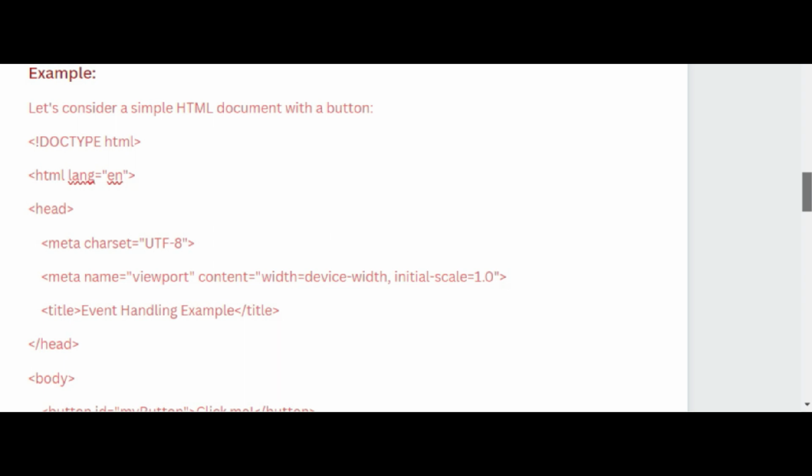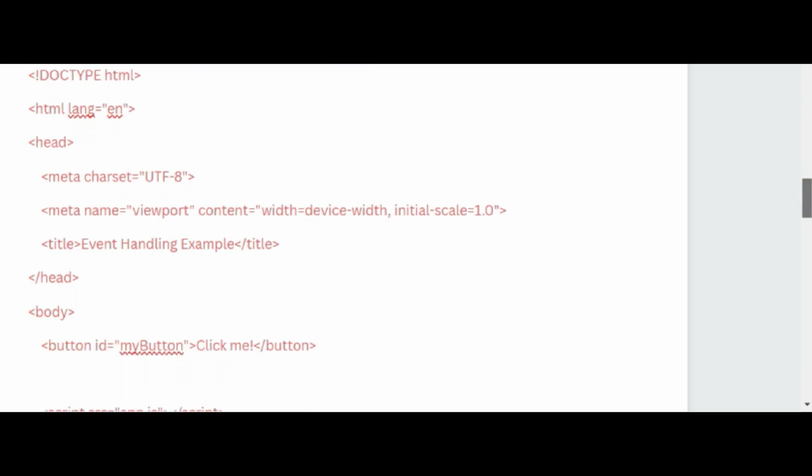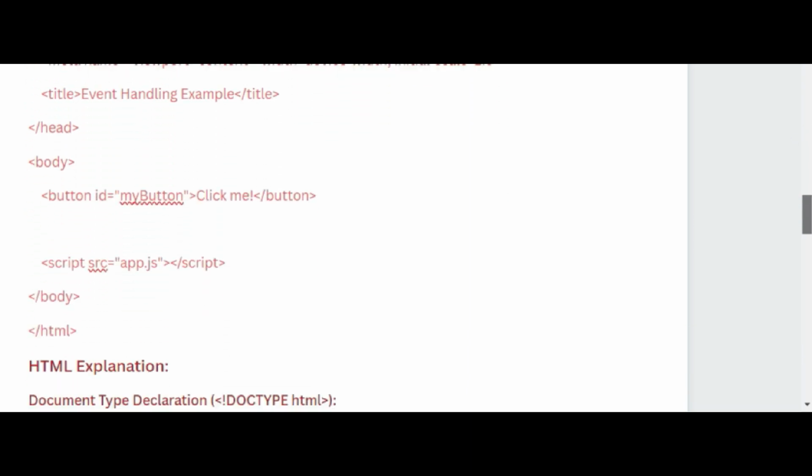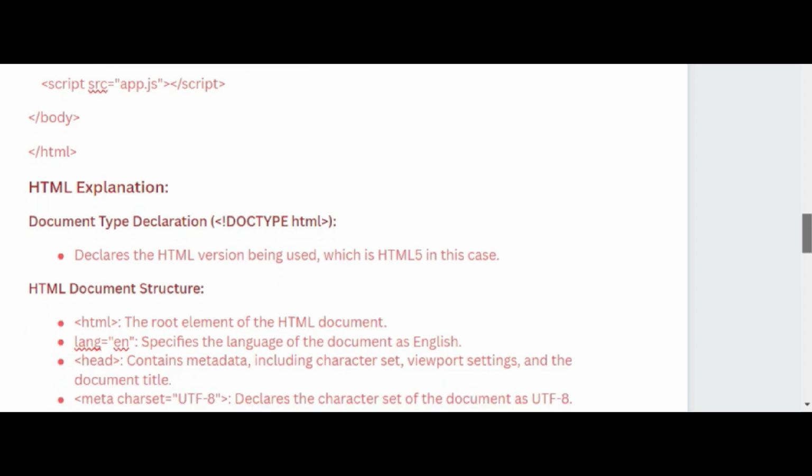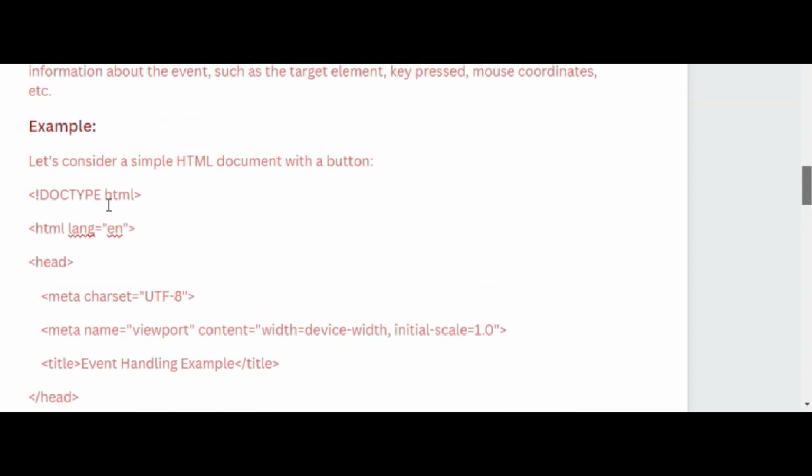So let us consider a simple HTML document with a button. Doctype html, html lang en, head, meta charset, meta name viewport, title: Event Handling Example, head, body, button id my button. This is the format in which you have to write the HTML code, right? Script src app.js, body, html. Now I'm going to tell you the meaning of every single line.